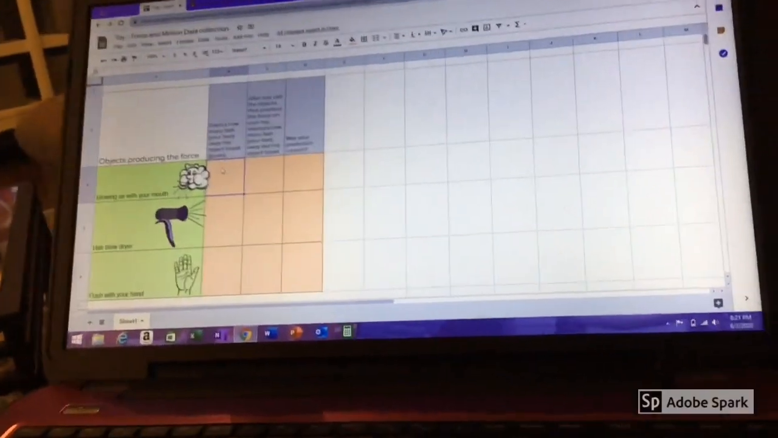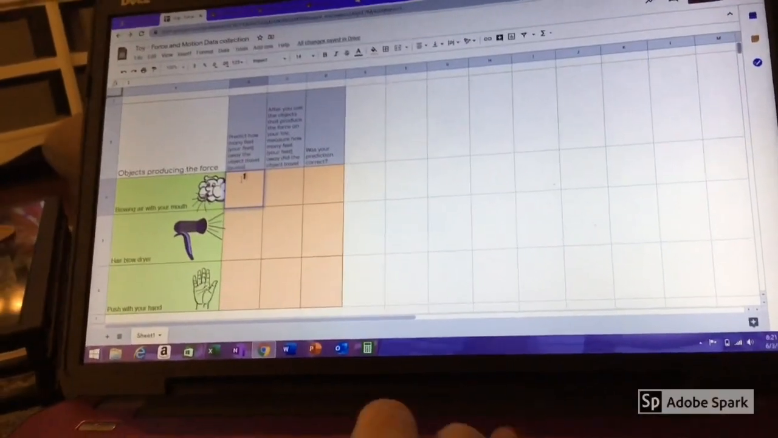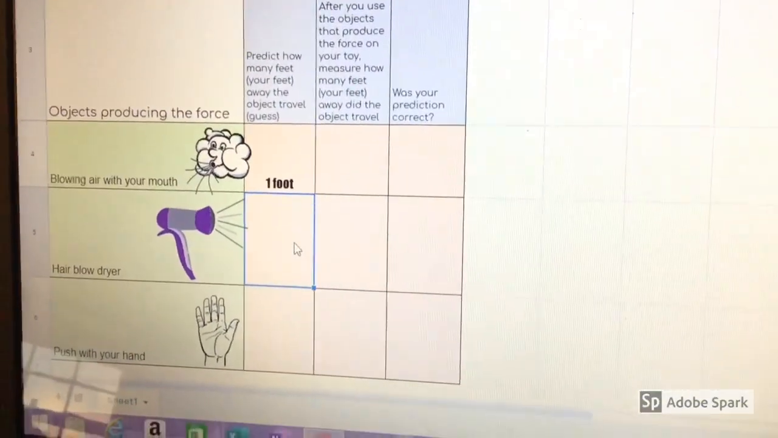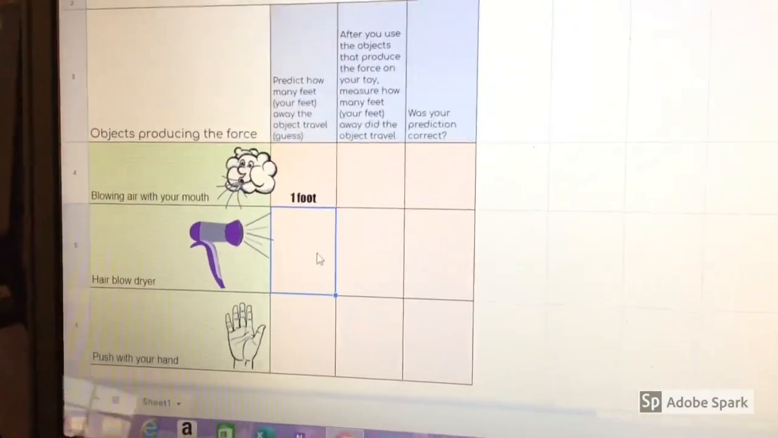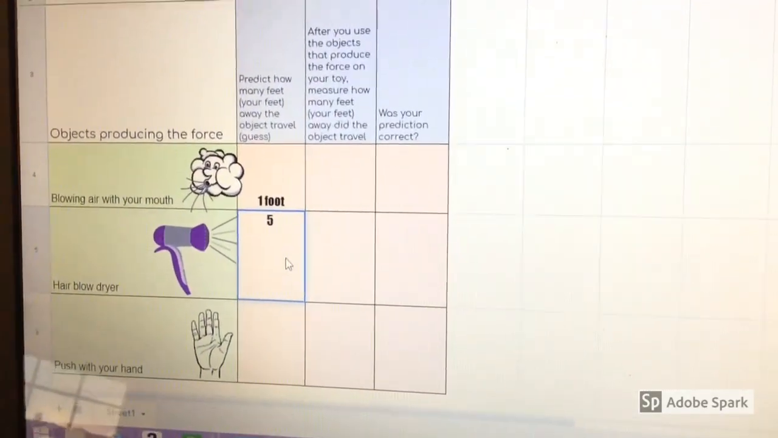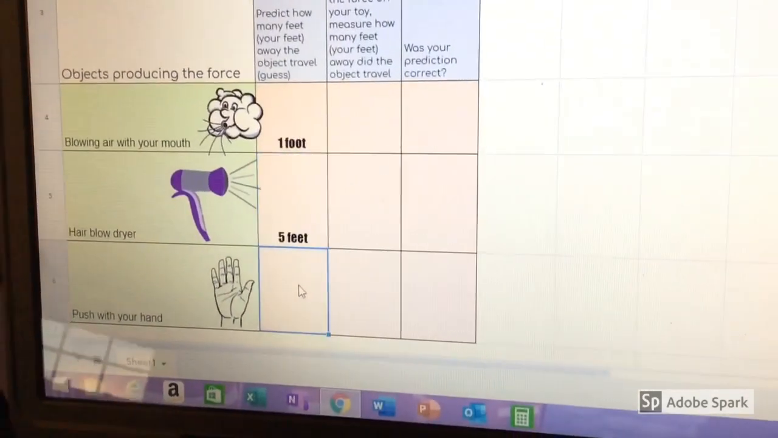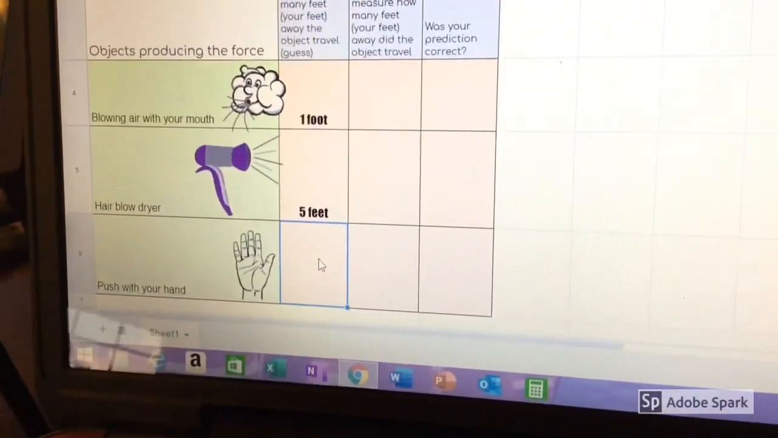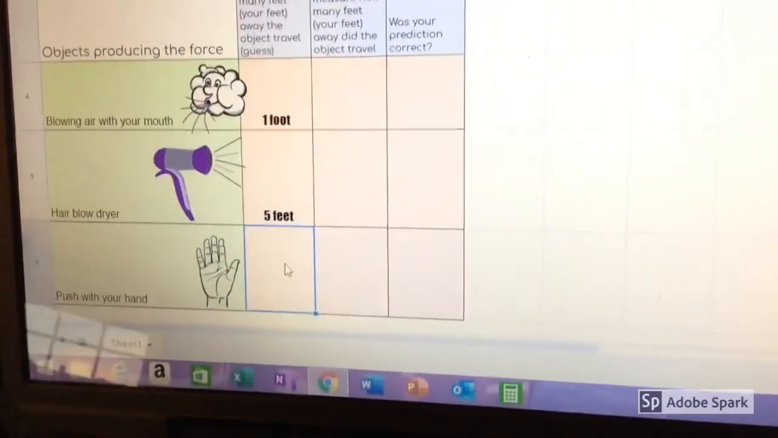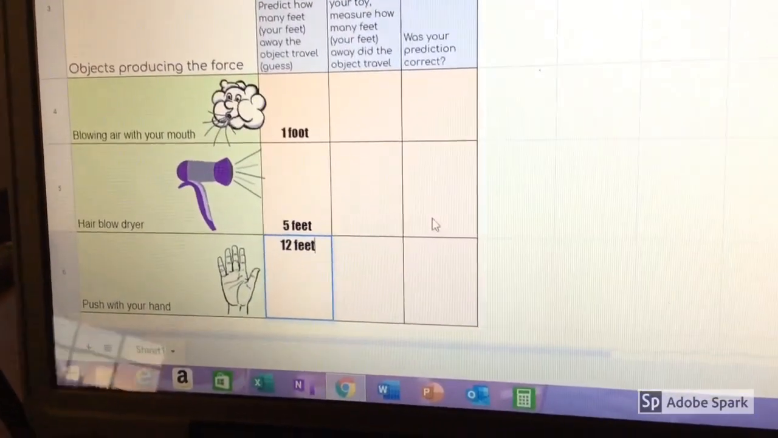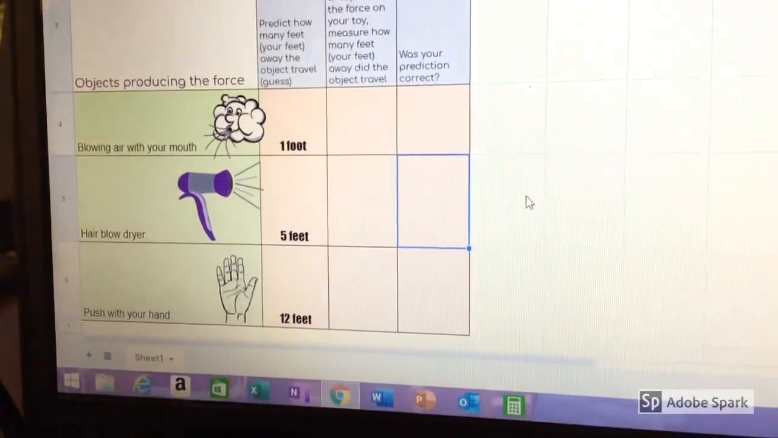Before we start collecting our data for our experiment, we need to make predictions. So blowing the baseball with the air from my mouth, I think it's going to travel 1 foot. With the hair blow dryer, I think that the baseball is going to travel 5 feet. And pushing the baseball with my hand, I predict it's going to travel 12 feet. So let's see what happens.